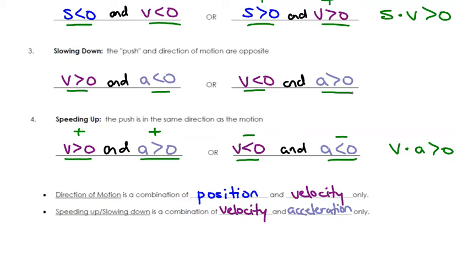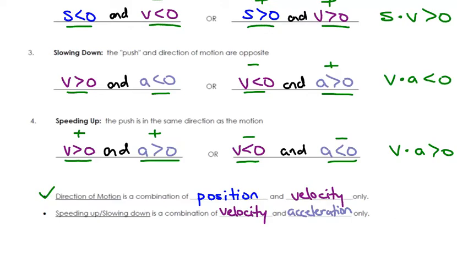I don't know if I should say direction. I just mean that you'll get opposite signs. Sorry if I was a little bit unclear. But basically what happens is when you take your V and multiply by your A and you get a negative number, you're going to have something slowing down. So the direction of motion is really based upon your position and your velocity.